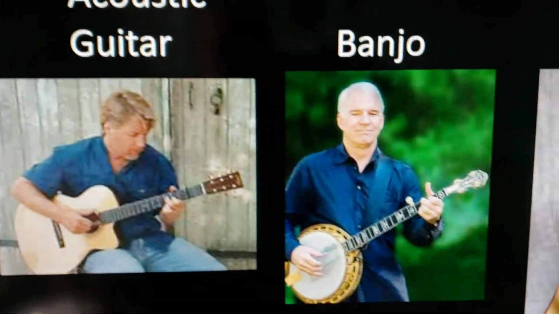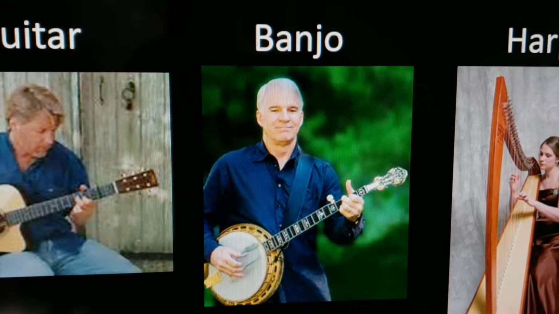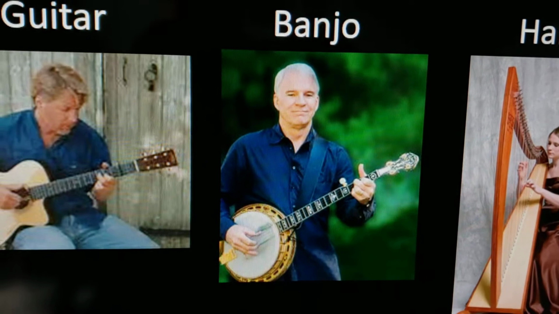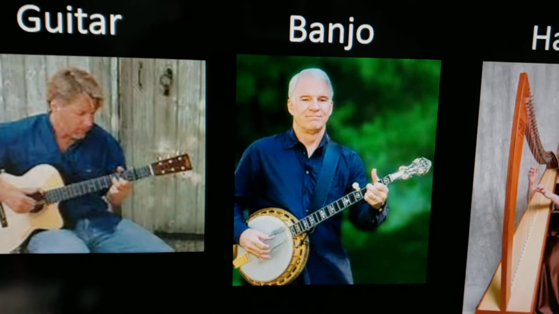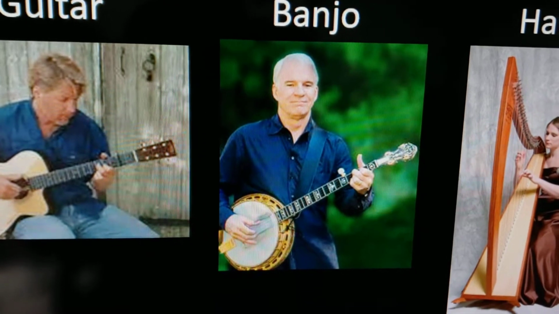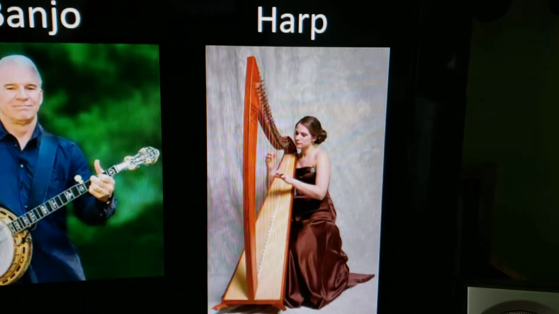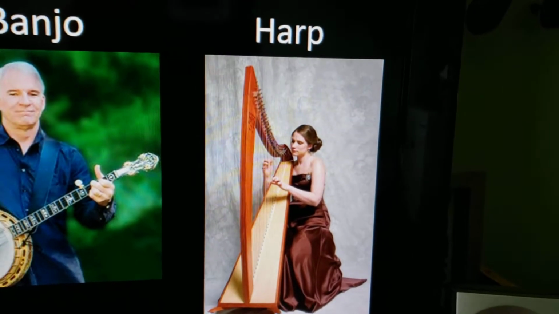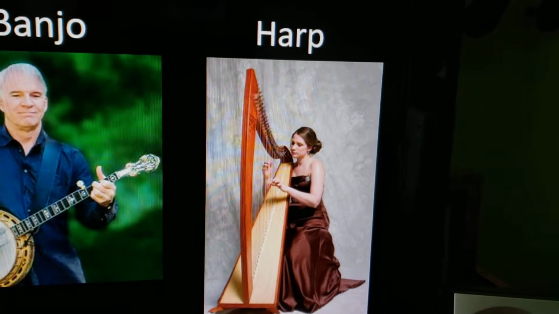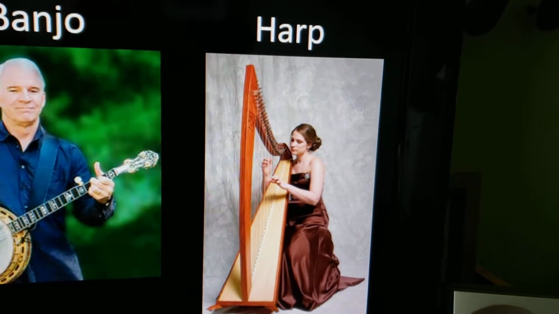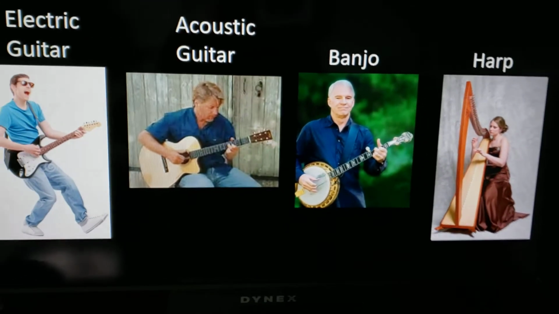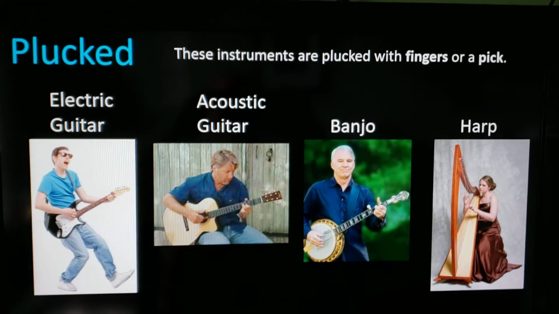Next comes the banjo, and it's played by a very famous guy. His name is Steve Martin. Steve Martin started off as a comedian and then turned into a movie star, but he also plays the banjo very, very well. And finally, we have the harp. And the harp is also played in orchestras, but sometimes by itself, and it's a very elegant instrument. You can tell by the way the lady is dressed. Now, there are lots of other string instruments besides all of these, but these are the main ones.